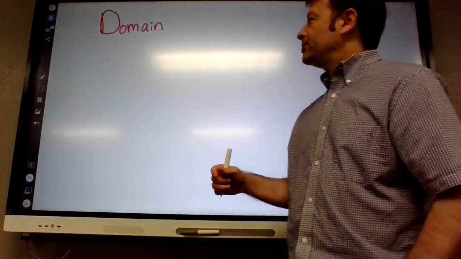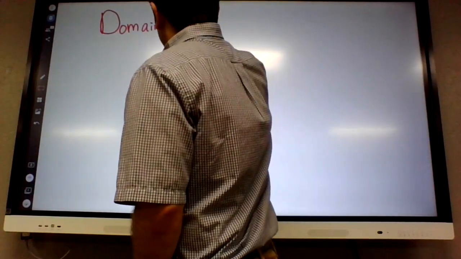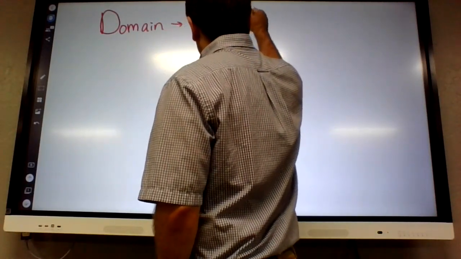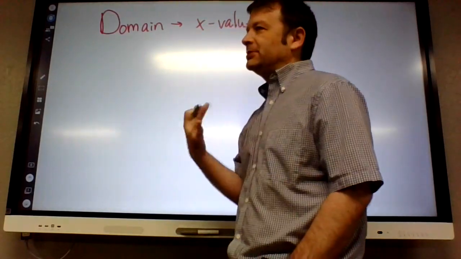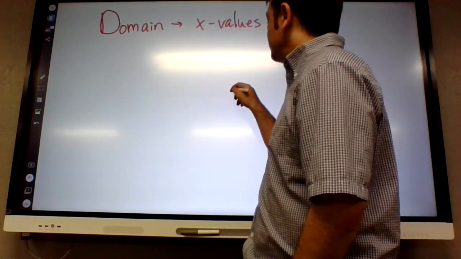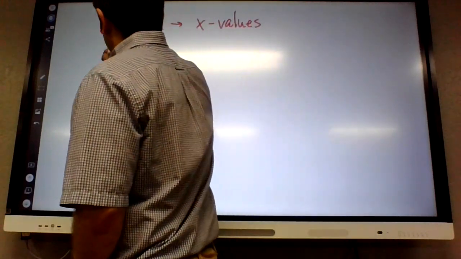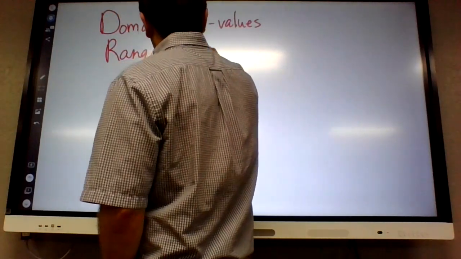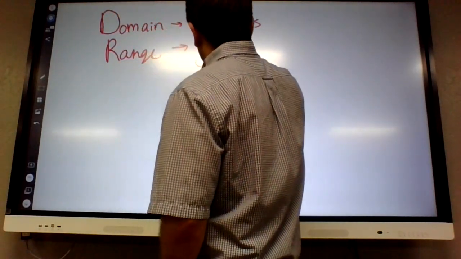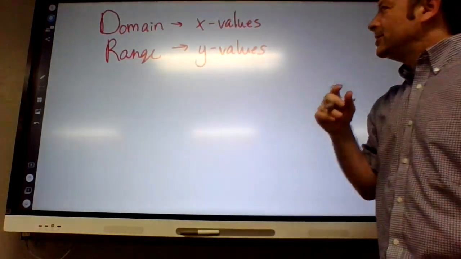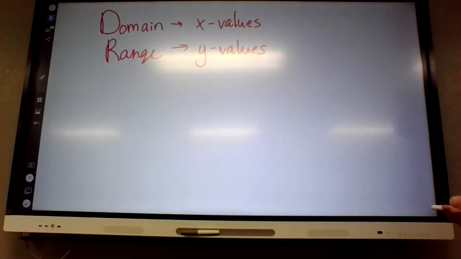The quadratic formula. Domain is basically the x values. It's the numbers that you plug into a function, and the range are the numbers that come out, which are usually represented by y values. Usually there are x and y values, not always. But the numbers you put in are the domain, the numbers that come out are the range.